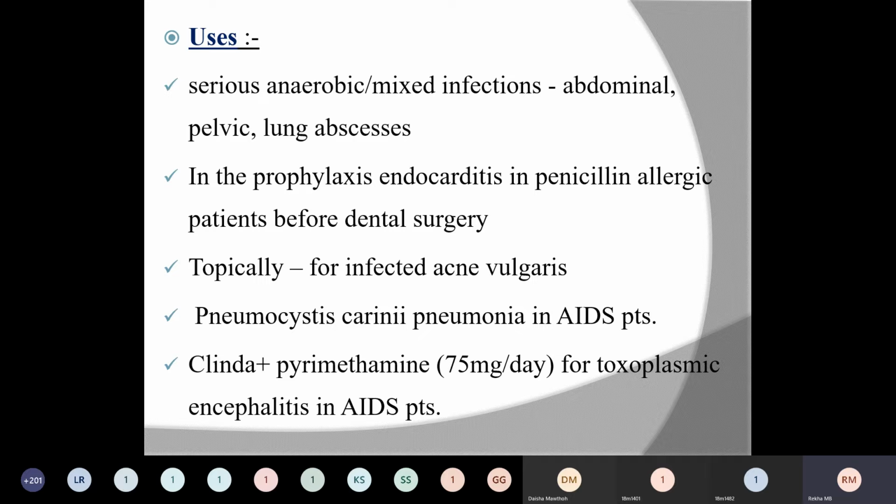It can be used in the prophylaxis of endocarditis before dental surgery in patients who are allergic to penicillin. Topically, it can be used for acne vulgaris. It can be used in the treatment of Pneumocystis carinii pneumonia in HIV individuals. Clindamycin along with pyrimethamine can be used to treat toxoplasmic encephalitis in HIV individuals.